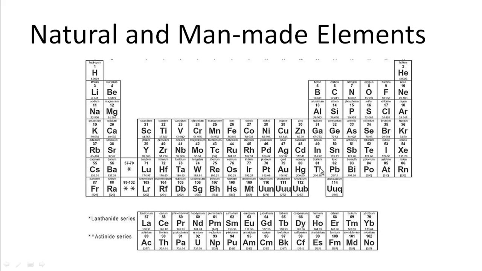Of the 118 elements recognized today, 94 are natural elements and the rest are man-made. The man-made are created by scientists. Most of the man-made elements have an atomic number above 92. And we should zoom in here.